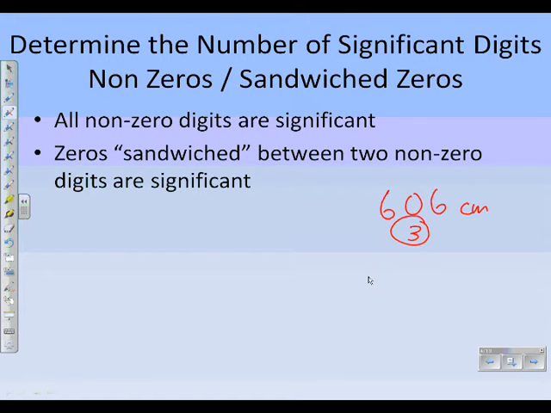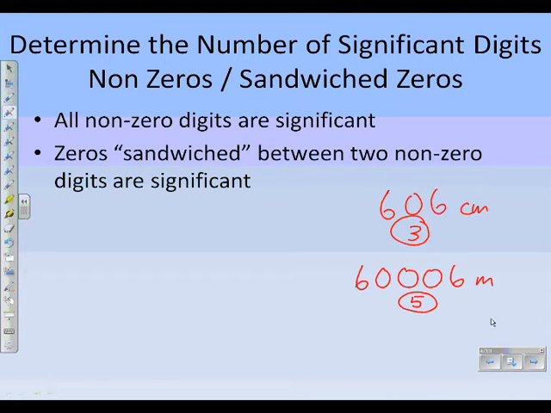Okay? And it doesn't matter how many zeros are sandwiched in between those 2 non-zero digits. All of them are significant. So 6, 0, 0, 0, 6 meters. Would I measure 60,006 meters? Probably not, but whatever. Here, because these zeros are sandwiched between 2 non-zeros, this measurement is going to have 5 significant digits.